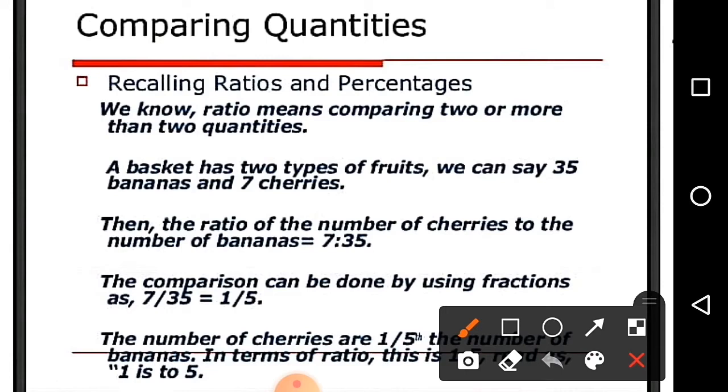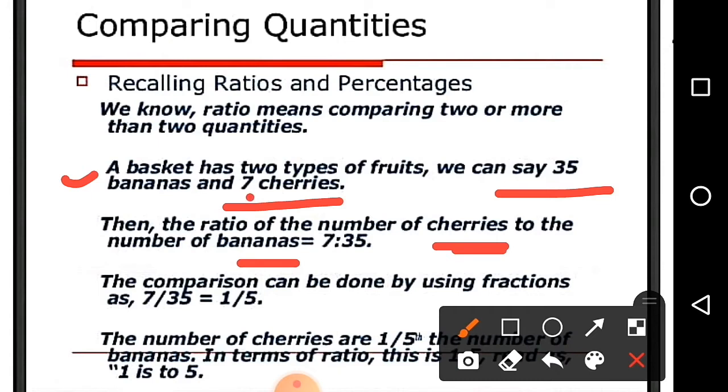Here is one example. A basket has two types of fruits. We can say 35 bananas and 7 cherries are there. So how will we take out the ratio of the number of cherries to the number of bananas? First, cherry is written, so we have to take the number of cherries first. Cherries are 7 and bananas are 35. So we will take out the ratio in this way, 7 ratio 35, or you can read it as 7:35. This way the comparison can be done using fractions.